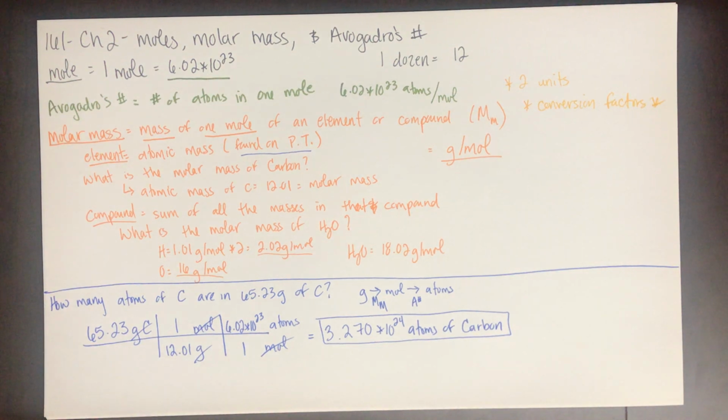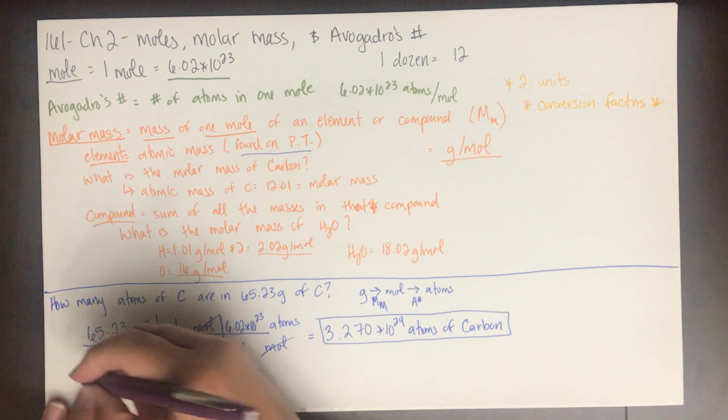So now we're using moles, molar mass, and Avogadro's number in dimensional analysis to figure out how many atoms of carbon are in 65.23 grams of carbon. And again, you do not have to do it the way that I do, but this is the way that I'll do it just to be consistent. So let's look at another one.